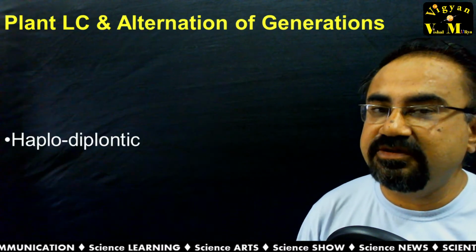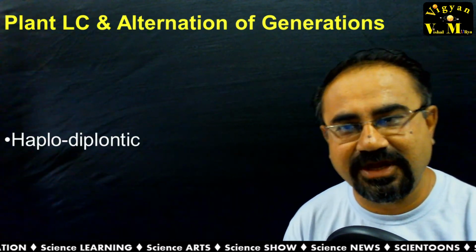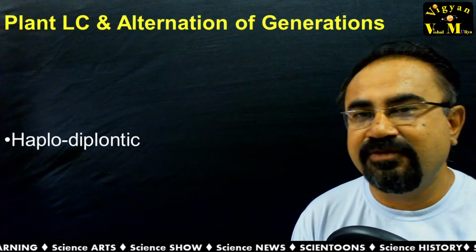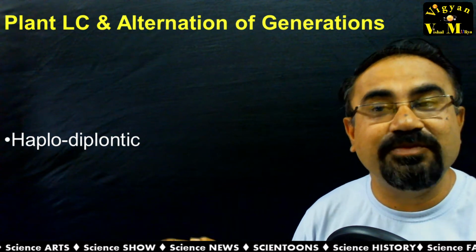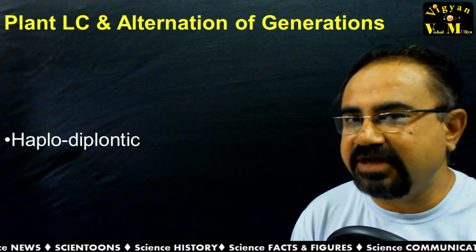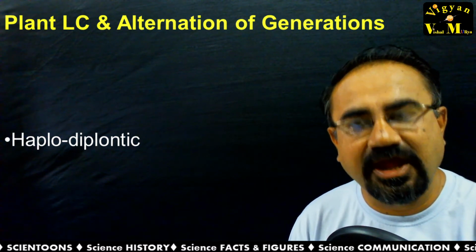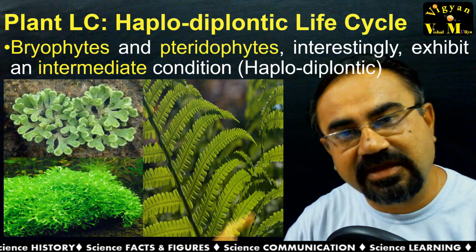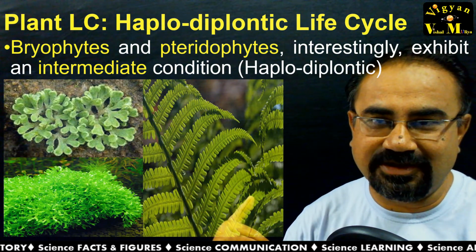Then there is a mixing of both, the haplo-diplontic life cycle. This haplo-diplontic life cycle is what you can call the middle or intermediate condition, where Bryophytes and Pteridophytes represent this type of haplo-diplontic life cycle. So here both phases of the life cycle are in multicellular condition.